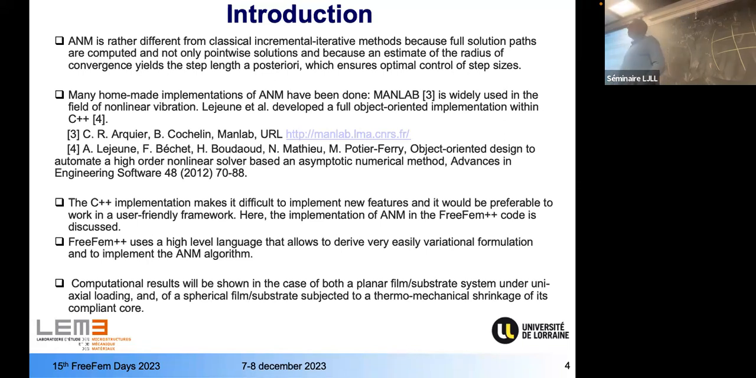I will show computational results, first for validation with the classical cantilever. And after, film substrate results for a planar periodic film substrate under axial compression, and also a spherical film substrate where the substrate, the core, is shrinking, thermal shrinkage.